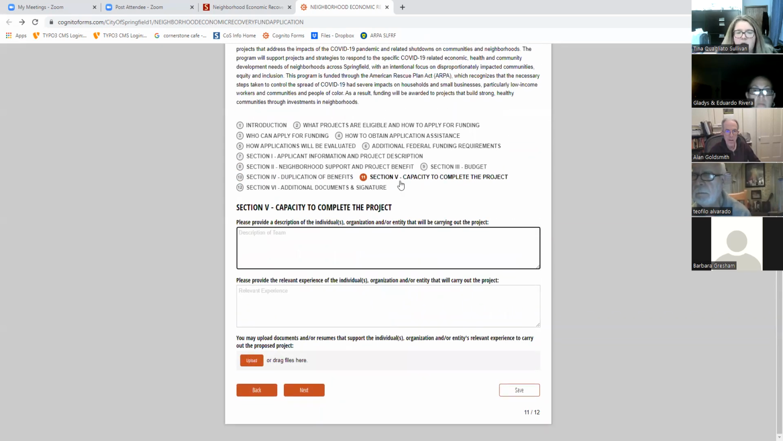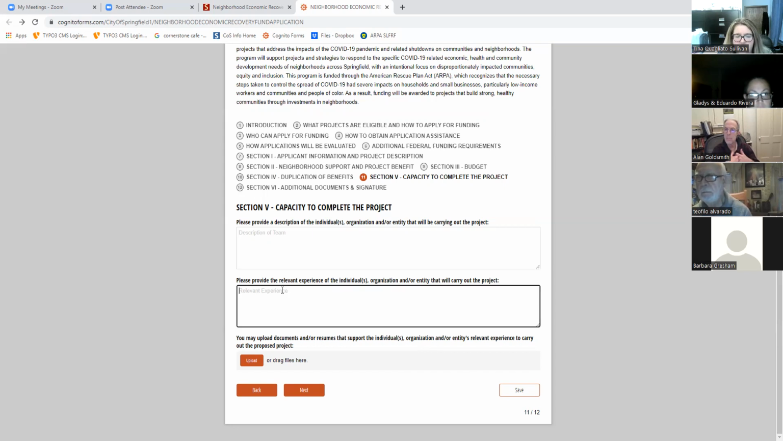Okay. Section 5, which is your capacity to complete the project. So this is where you're going to convince us that you can do what you're proposing to do. So tell us about any past experience that your organization or your business has carrying out this kind of project. If you're a business and you're looking to do some sort of capital improvement or facade improvement, something like that, then you would also probably give us some information about your contractor, whoever is going to be overseeing that project. And again, talk about the relevant experience.